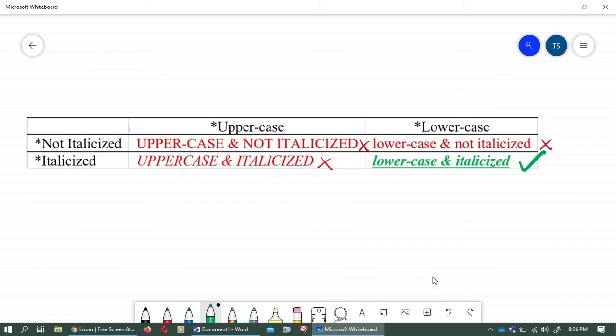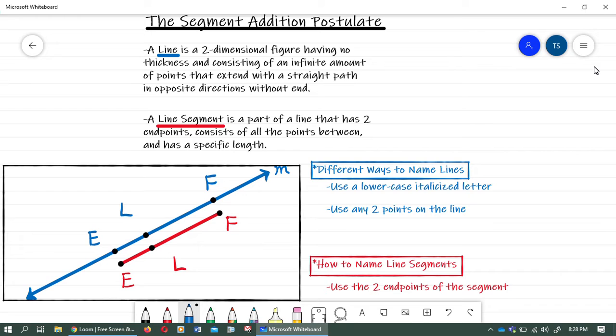Okay, so again, guys, when we say lowercase and italicized, we're talking about the smaller letters. And by italicized, we mean a little slanted and kind of fancy. But anyway, just wanted to make sure you knew what we meant by lowercase and italicized. Moving back. So again, folks, for this blue line that we've got here, there's different ways to name it.